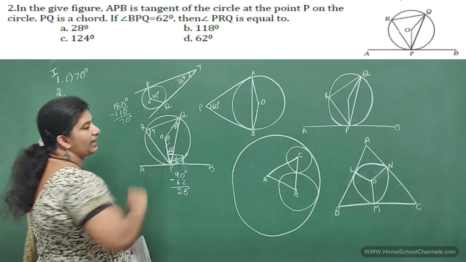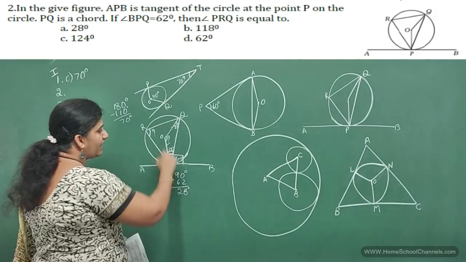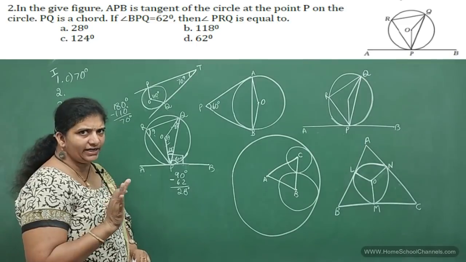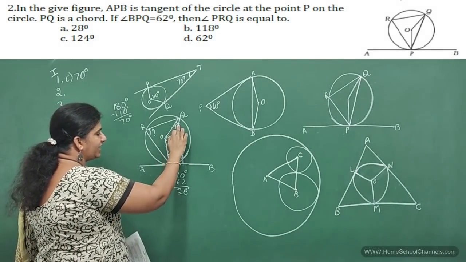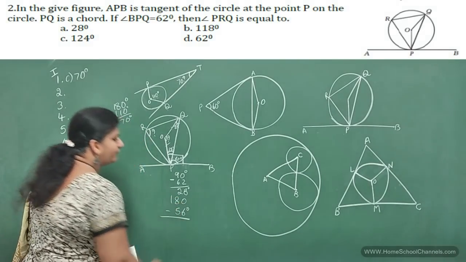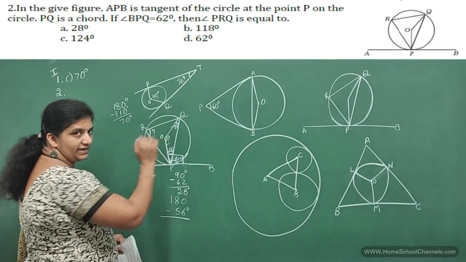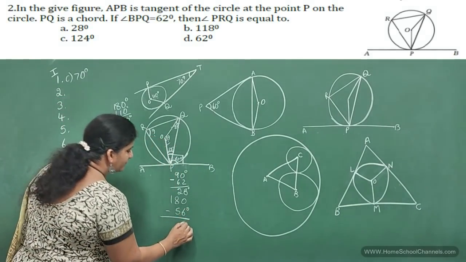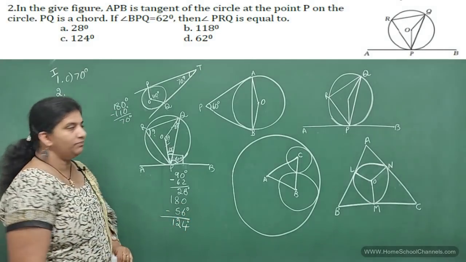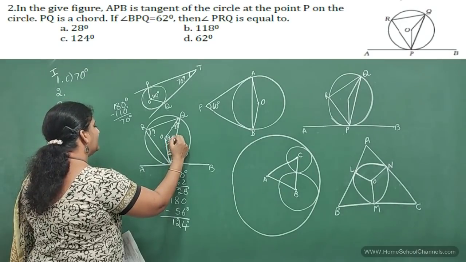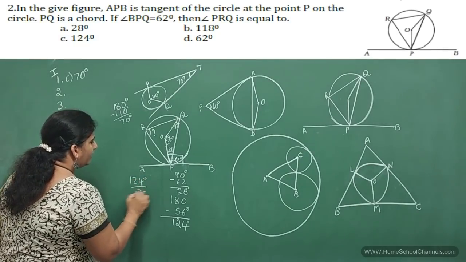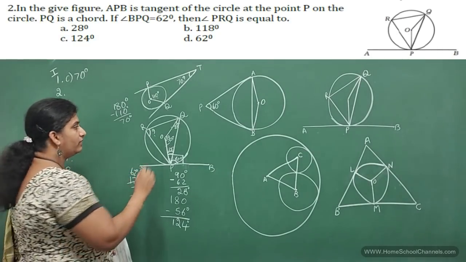Now find this angle. This looks like a triangle, OPQ. The sum of the interior angles of a triangle is 180 degrees. So add this, 28 plus 28 is 56 degrees. From 180, subtract 56 degrees in order to get the central angle. 180 minus 56, it will be 124 degrees. We got the central angle. Now it is very easy to find. Half of 124 degrees is 62 degrees.